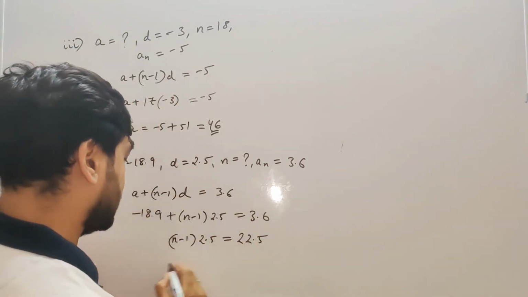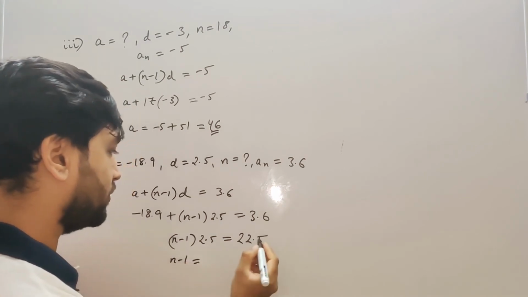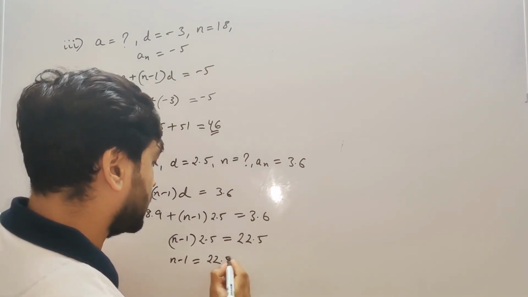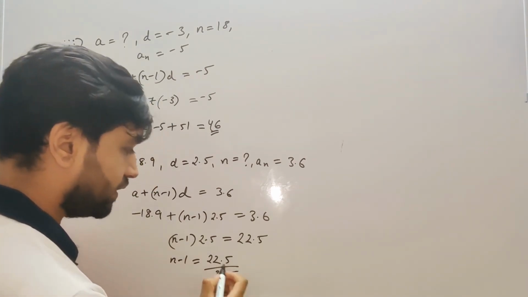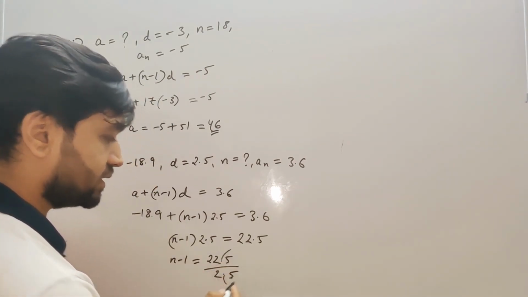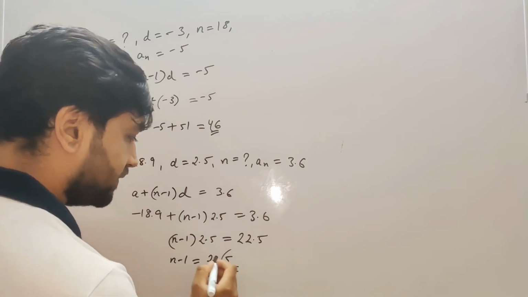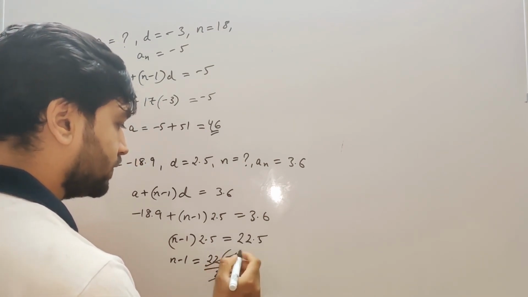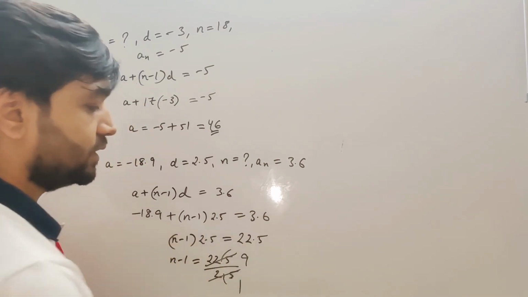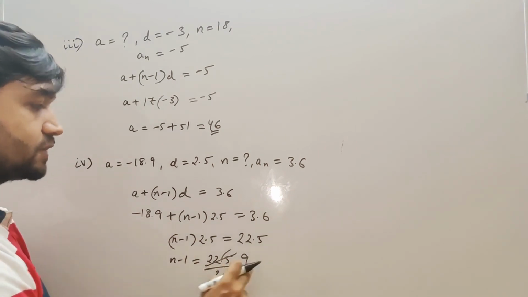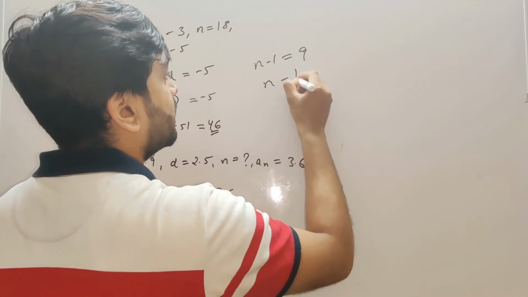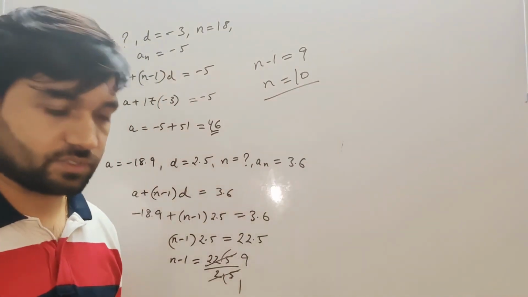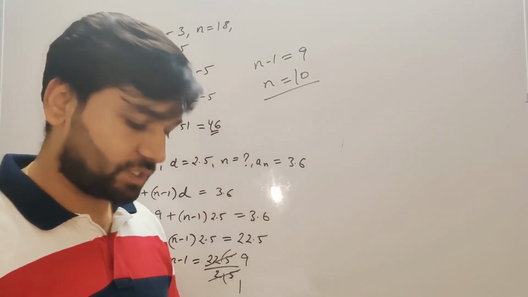So n minus 1 will become 22.5 divided by 2.5. After the decimal, both have single digits, so I can just cancel the decimal. Now 25 and 225: 25 into 9 is 225. So n minus 1 is 9, so the n value becomes 10. So this is your answer, that is what the question is asking.